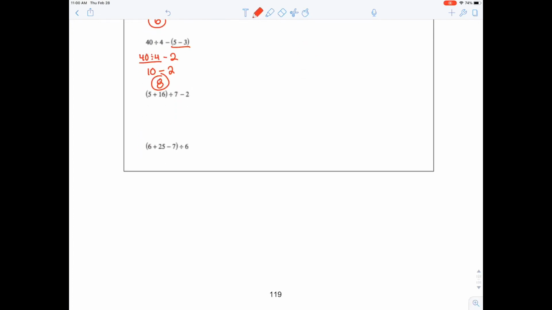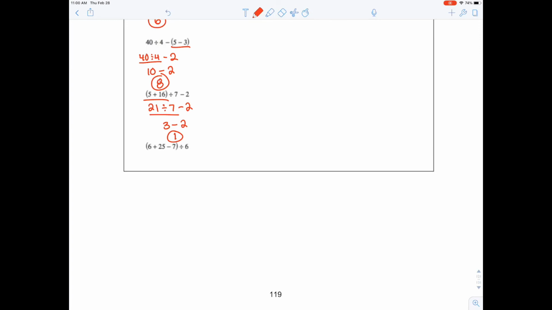There we go. Let's keep going. I have parentheses. I need to do parentheses first. 5 plus 16 is 21. Bring everything else down. Divided by 7 minus 2. Okay. So I got parentheses. Don't have any exponents. Do I have multiplication or division? Yes, I do. 21 divided by 7 is 3. 3 minus 2 is just 1. Okay, let's go ahead and do the next one.